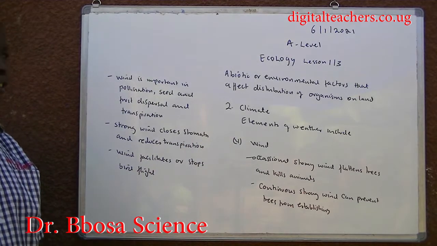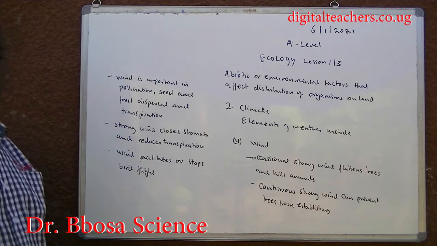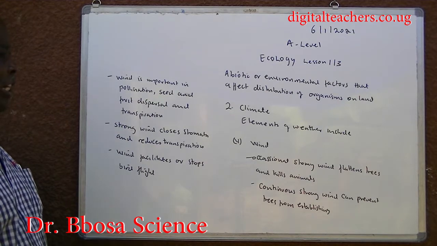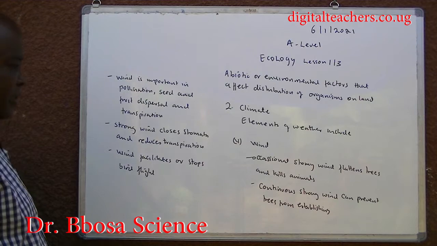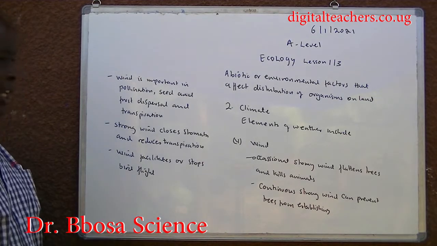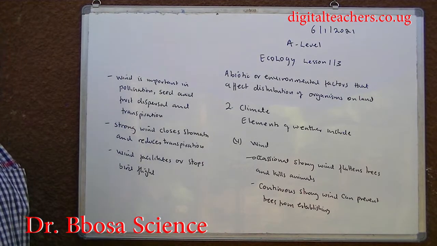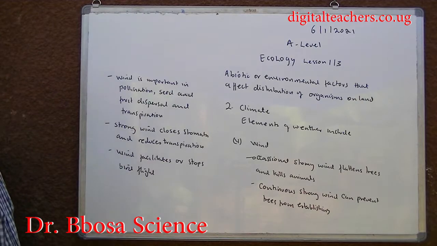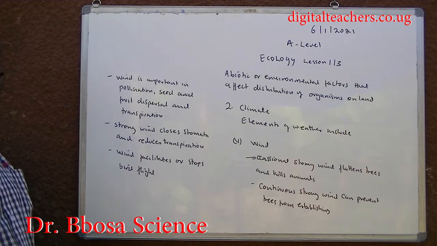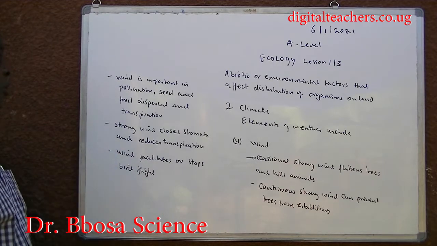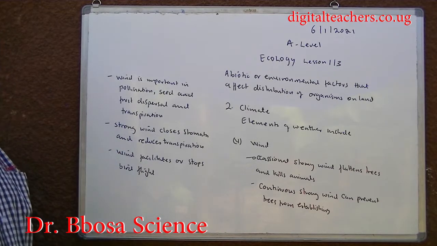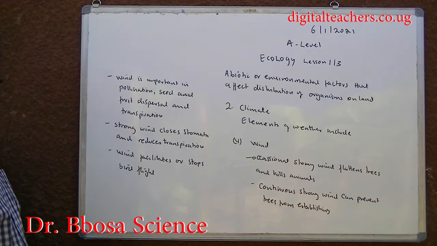The fifth element is wind. Occasional stormy wind flattens trees and kills animals. Continuous strong wind can prevent trees from establishing. Wind is important in pollination, seed and fruit dispersal, and transpiration. Strong wind closes stomata and reduces transpiration.